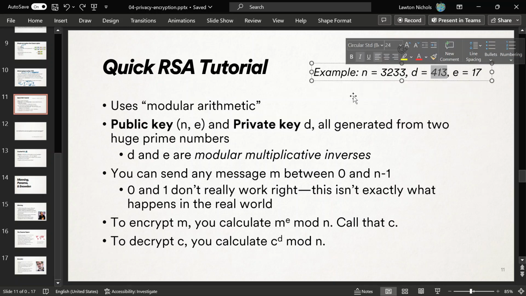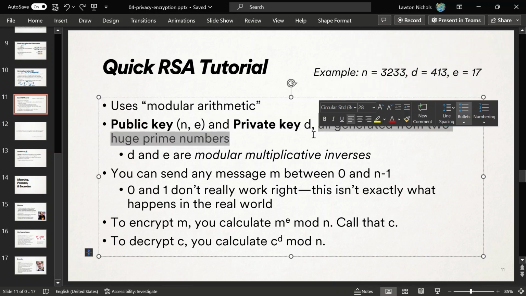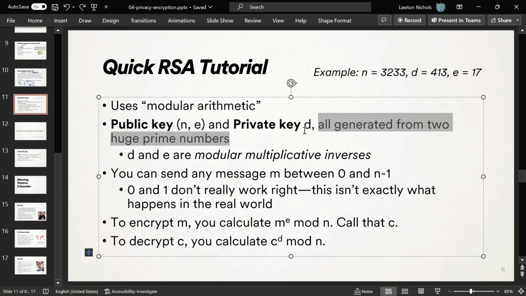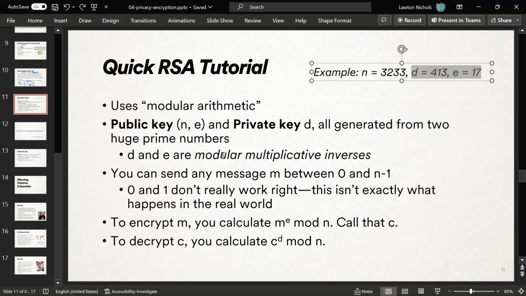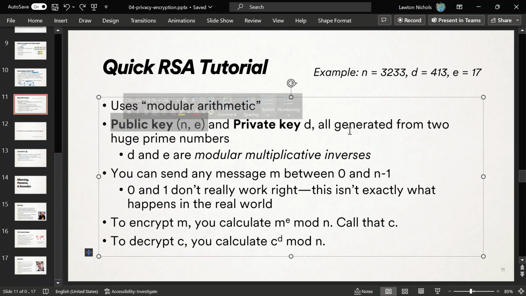All of these three numbers are usually generated from two giant prime numbers. D and E are what's called modular multiplicative inverses, and you do not have to remember that term outside of this class. Don't worry, I'm just showing you this as an example. But the goal is, you can now send messages between people using this public key. These are just numbers in this private key. You can send messages, you can send any number.